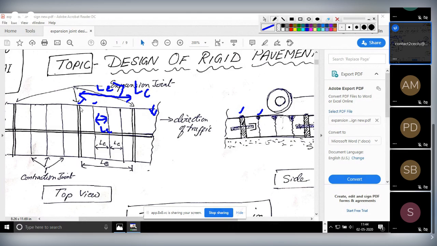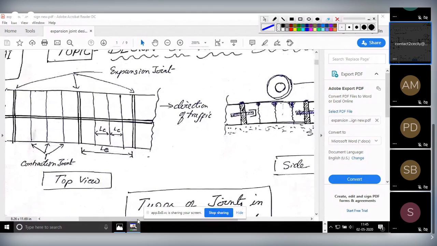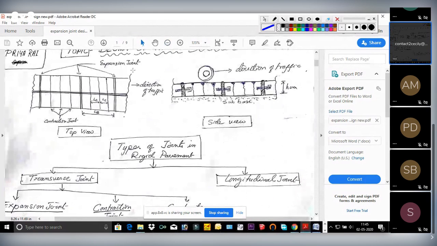Now, what is the purpose of these joints? Why do we need to provide joints in the pavement? Can anyone explain why these expansion joints need to be provided on a slab, on a rigid pavement? Yes, it can expand due to temperature, like the gaps in railway tracks. Exactly. As the name suggests, we must allow some space.